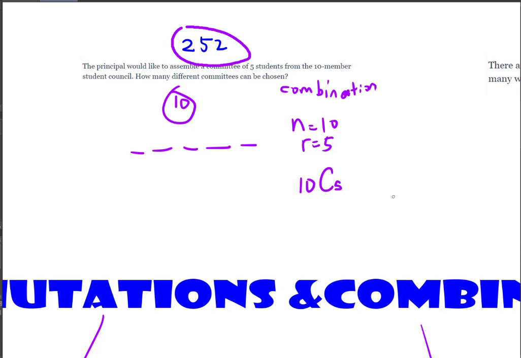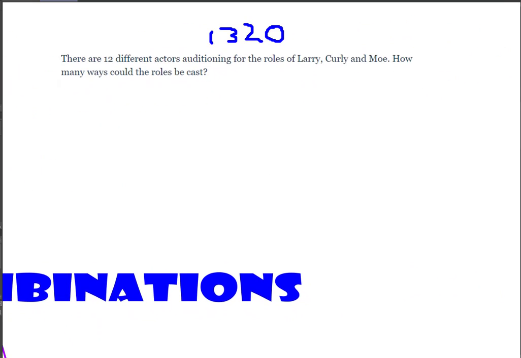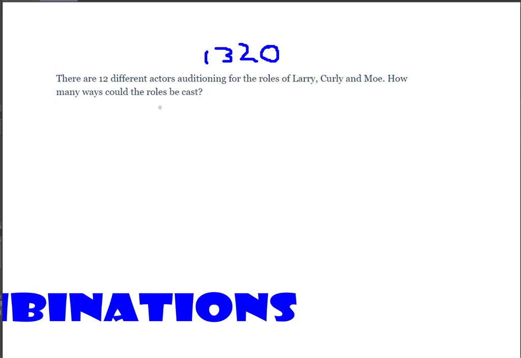All right, let's go ahead. Last problem, then you can go. There are 12 different actors auditioning for the roles of Larry, Curly, Moe. I really like this one, by the way. How many ways could the roles be cast? So question for you is, does the order matter?